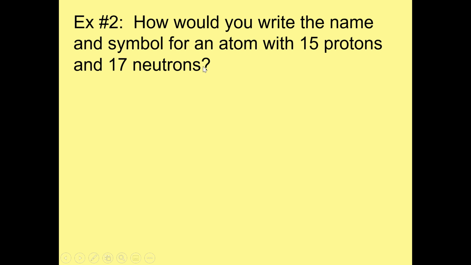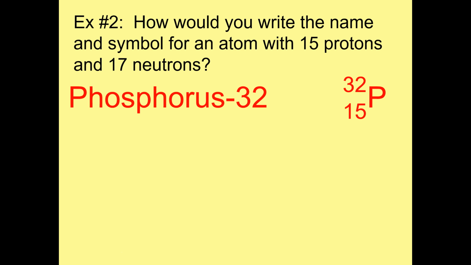How would you write the name and symbol for an atom that has 15 protons and 17 neutrons? So pause the video. You are going to need a periodic table to look up what element number 15 is, and then you'll need to add up 15 plus 17 to figure out the mass number. All right, check yourself. It should be phosphorus-32 and a P with a 32 in the upper left and a 15 in the lower left.